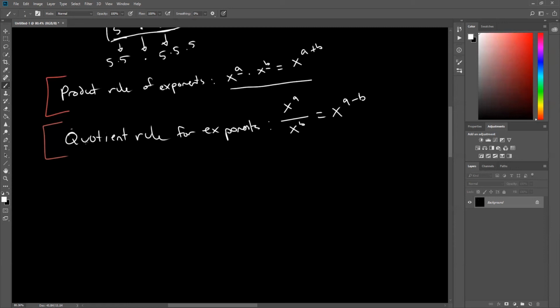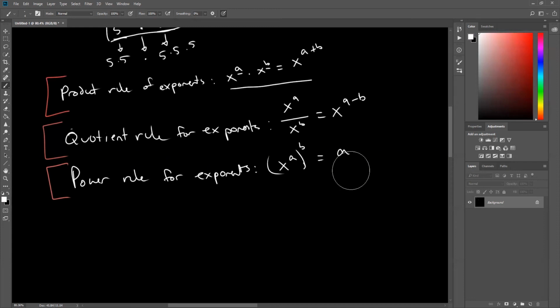This one's pretty simple too. This is going to be the power rule for exponents. Now this one's a little bit different, so I'll just show it to you instead. This is basically where we have an exponent with a power to another power. And here, we just multiply the exponents together. It turns into x to the ab. That makes sense? Yes. All right, so let's say I had y to the 6th to the 7th. What would that equal?